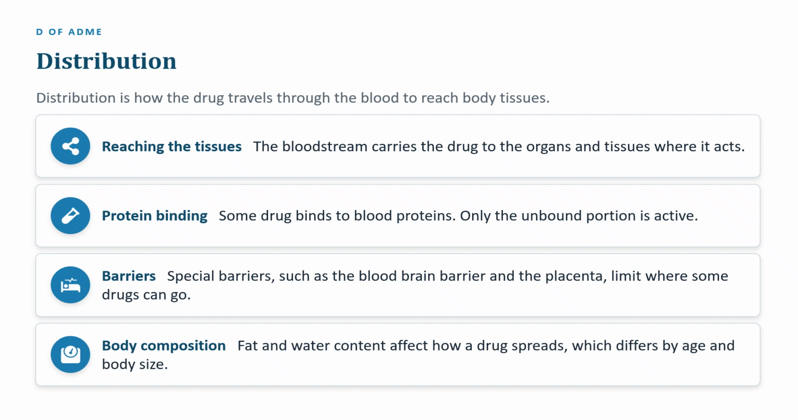Fourth is body composition. How much fat and water a person has affects how a drug spreads out, and this differs with age and body size, which is one reason doses are sometimes adjusted for children, older adults, or by weight. You won't calculate the distribution, but recognizing these ideas helps you understand why the same drug can behave differently in different patients.